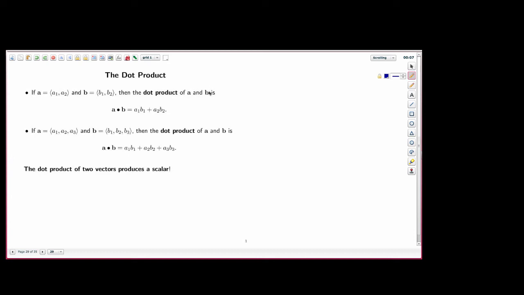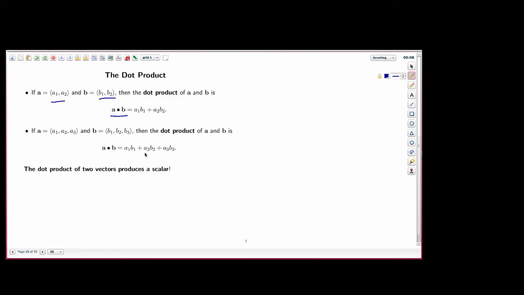In this lesson, we're going to study the dot product. The dot product is a way of multiplying two vectors. If our vectors are in two dimensions, so if A is A1, A2, and B is B1, B2, then we define the dot product A dot B to be A1 B1 plus A2 B2. So we just multiply the first component of each vector, multiply the second, and add them together.